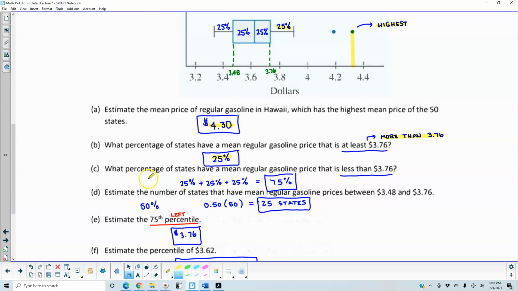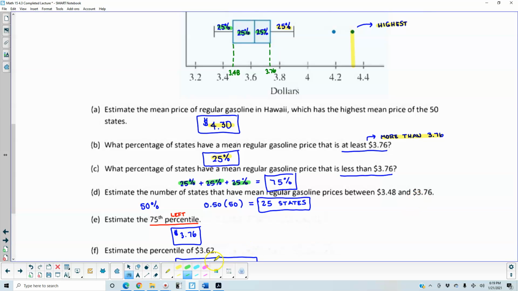Part C, it says, what percentage of states have a mean regular gasoline price that is less than $3.76? So that means anything that's less than that is going to be 25% here, 25% here, and 25% here. So if we add that 25% together, we get 75% of states that have a mean regular gasoline price that is less than $3.76.